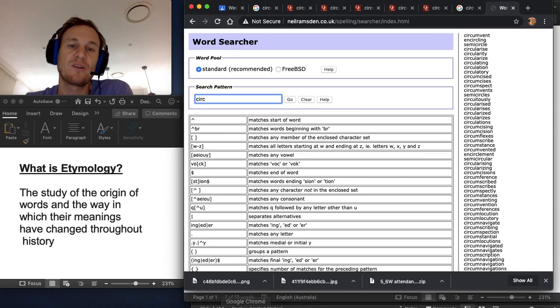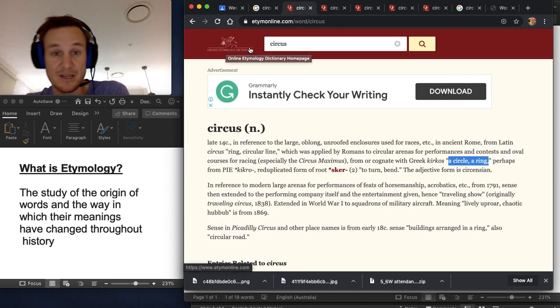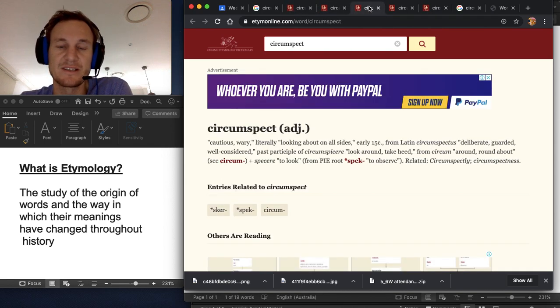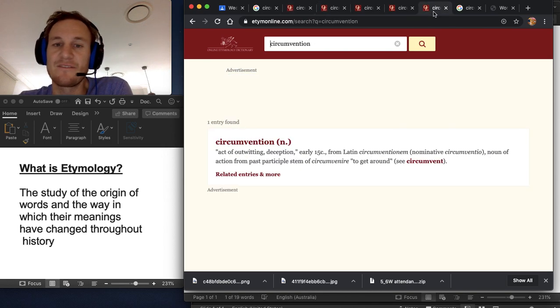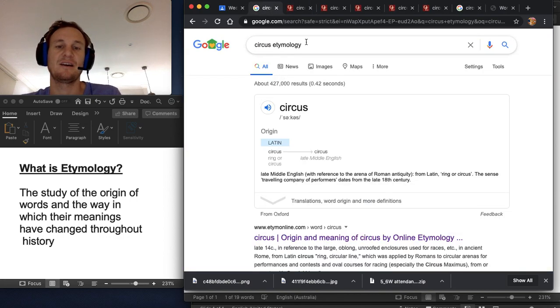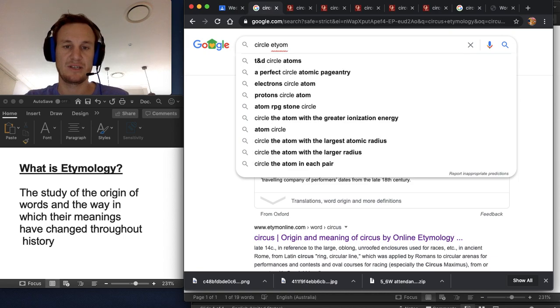So what I did, as we've done before, was go into the online etymology website, and I typed in the word circle. Wherever it is. Nope, I can't find it. That's just obviously my luck. Okay, let's just type in here: circle etymology.